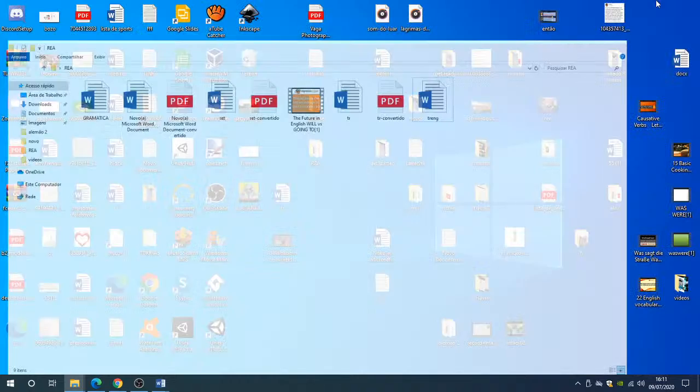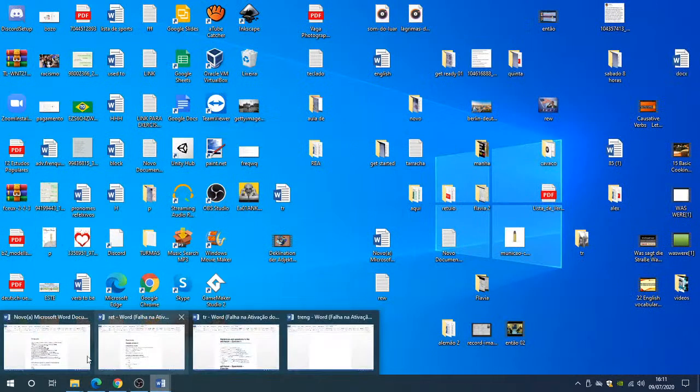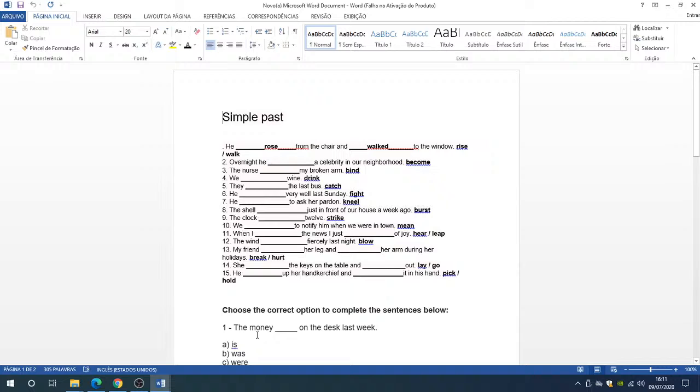Certo, eu mandei para vocês alguns exercícios de passado, presente e futuro, beleza? Então, para a gente relembrar esses exercícios de presente, eu vou colocar um vídeo aqui.